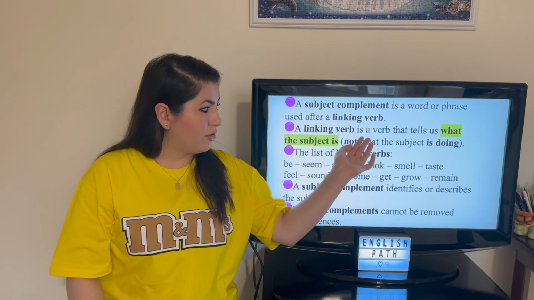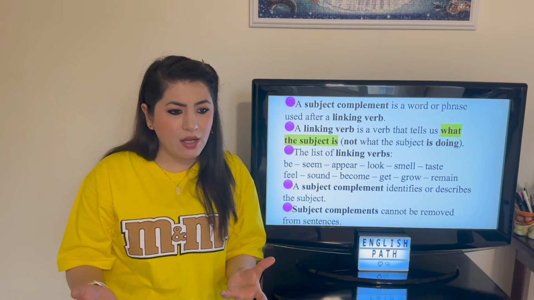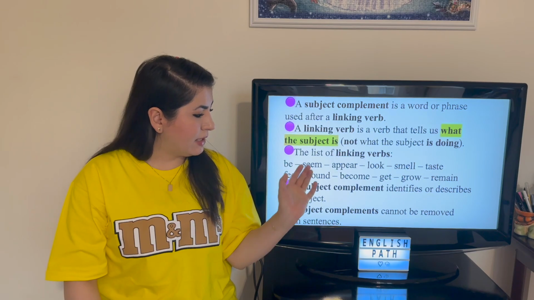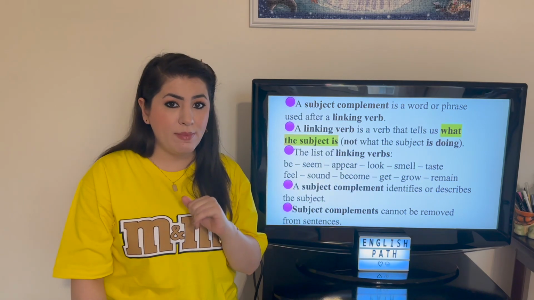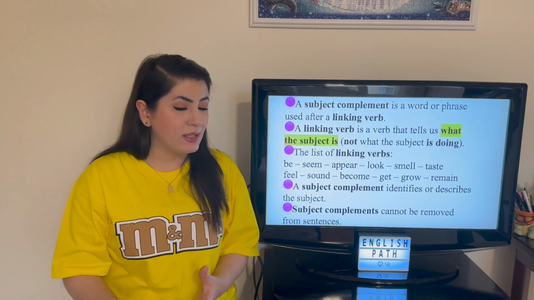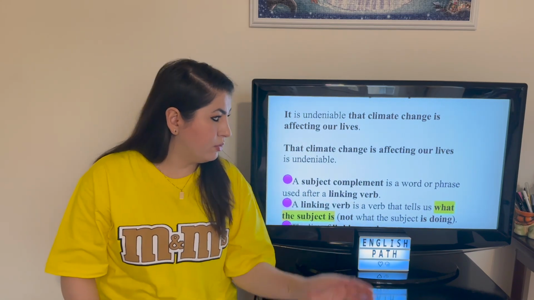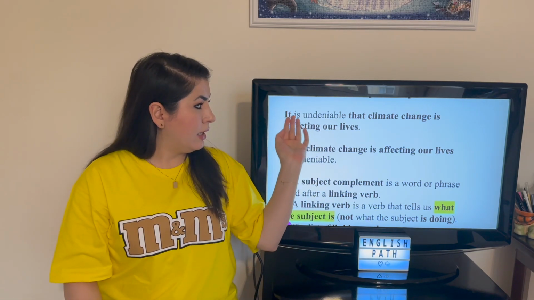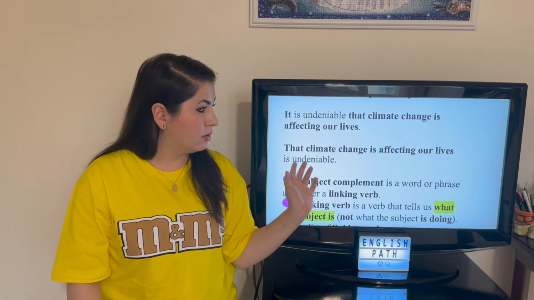A linking verb is a verb that tells us what the subject is. It doesn't state any action, it just tells us the way things or people are. The list of linking verbs is be, seem, appear, look, smell, taste, feel, sound, become, get, grow, and remain. A subject complement identifies or describes the subject and cannot be removed from the sentence. If you remove this from the sentence, you don't even have a sentence anymore. It is undeniable. What is undeniable? Or is undeniable.